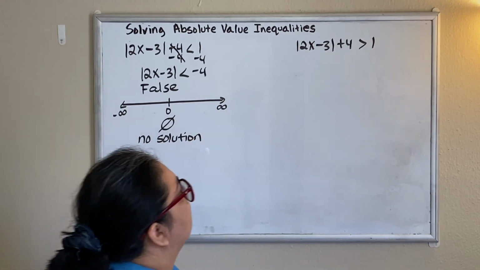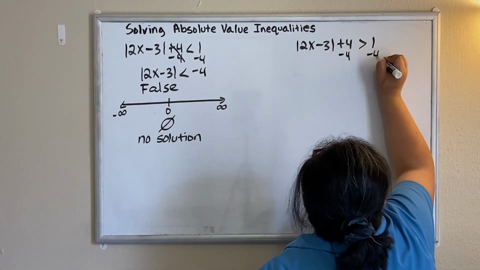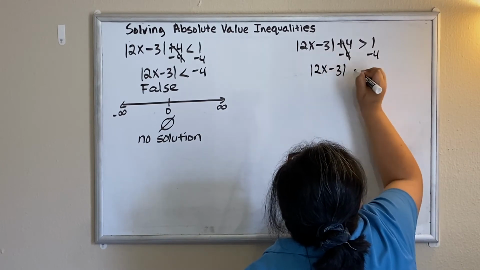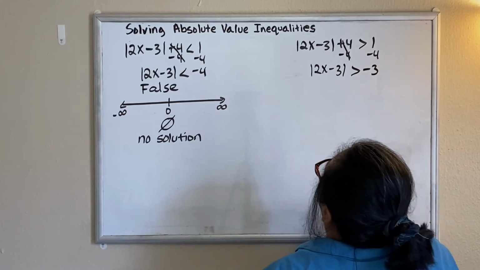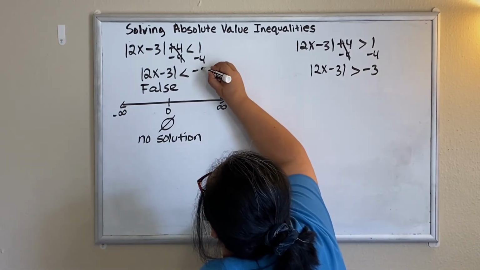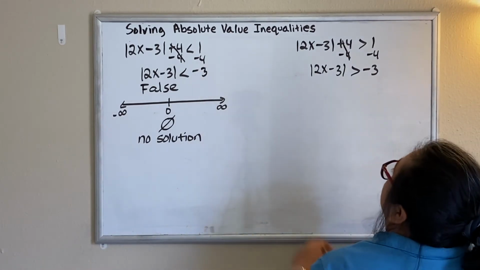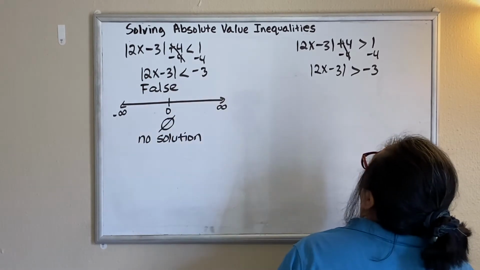Let's try the other one. Subtracting 4 from both sides gives me the absolute value of 2x minus 3 is greater than negative 3. Oh, I made a mistake over here. This should have been negative 3, not negative 4. I apologize for that. But it's still the same thing. A negative number would make it false and it would be no solution.